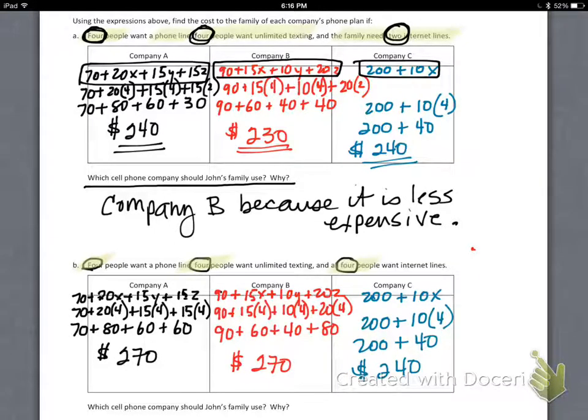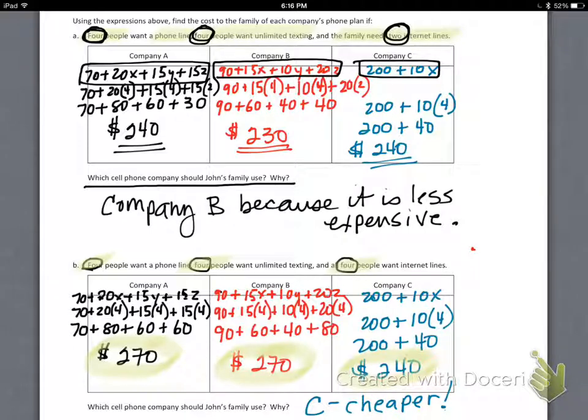Okay, so plugging in 4, 4, and 4 for X, Y, and Z yielded me these numbers here. $270 for company A, $270 for company B, $240 for company C. Therefore, which cell phone company should John's family use? C. Cheaper. So in this case, this higher monthly fee of $200 worked out to be a good price, actually saving $30 over the others.